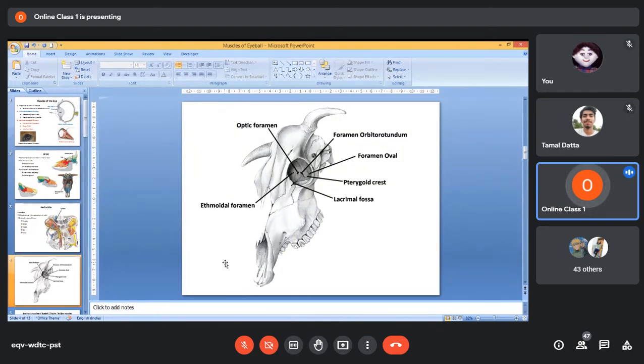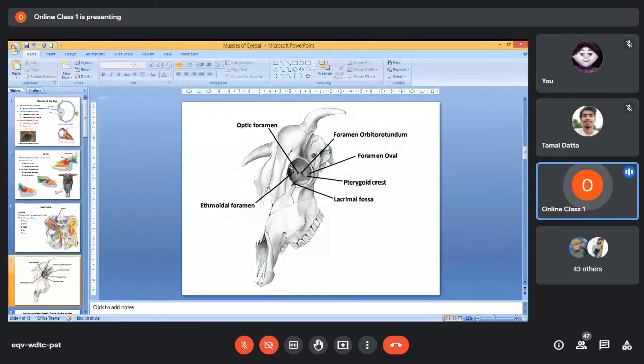That's why we have to know the different structures that we find in the orbit. If you put the skull in a somewhat slanting position this way, you can see the various structures, mainly the ones associated with the eyeball. Okay, the accessory structures of the eyeball you can find here.